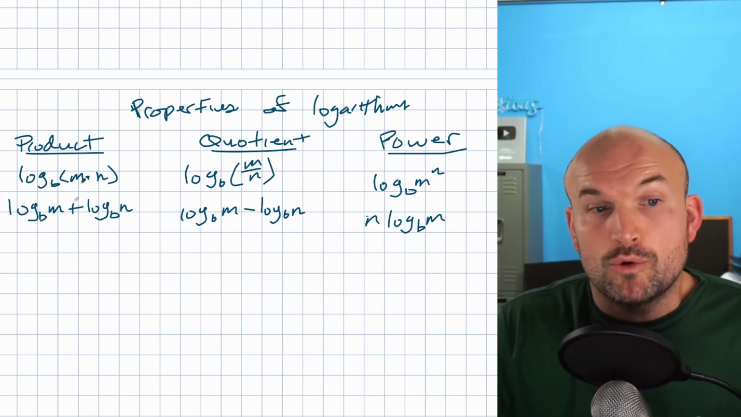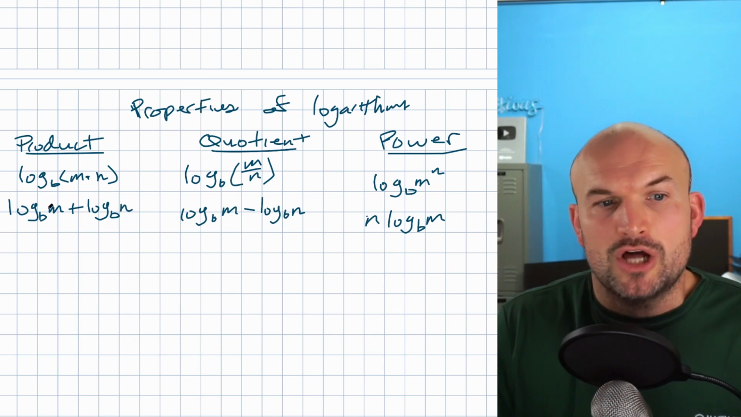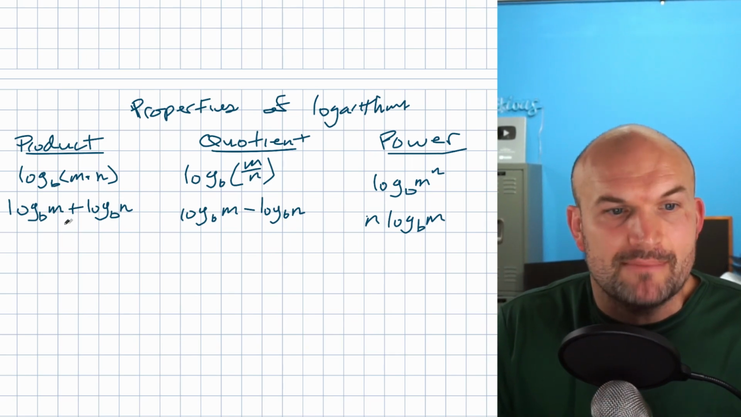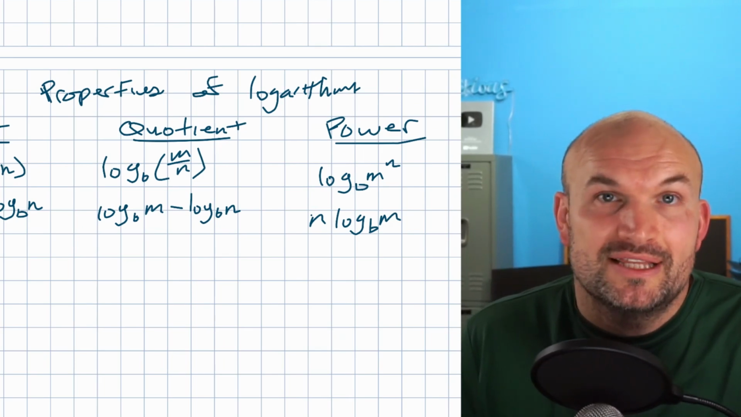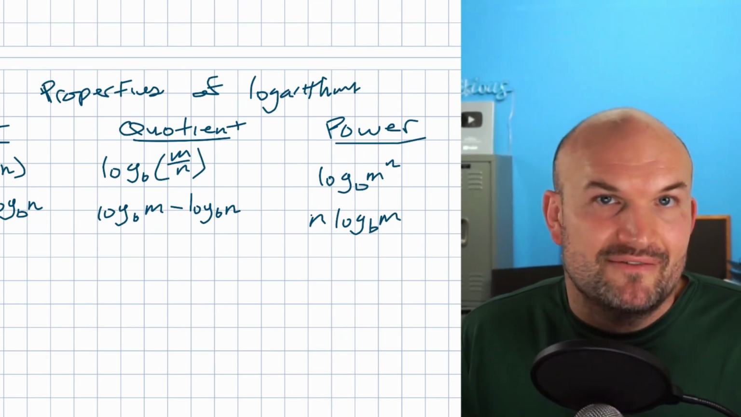But remember, these rules go the other way as well. If I have a logarithm plus another logarithm, as long as they have the same base, I can multiply the arguments. And again, that also works with radicals. If you remember the rules of radicals, we have the same kind of idea.